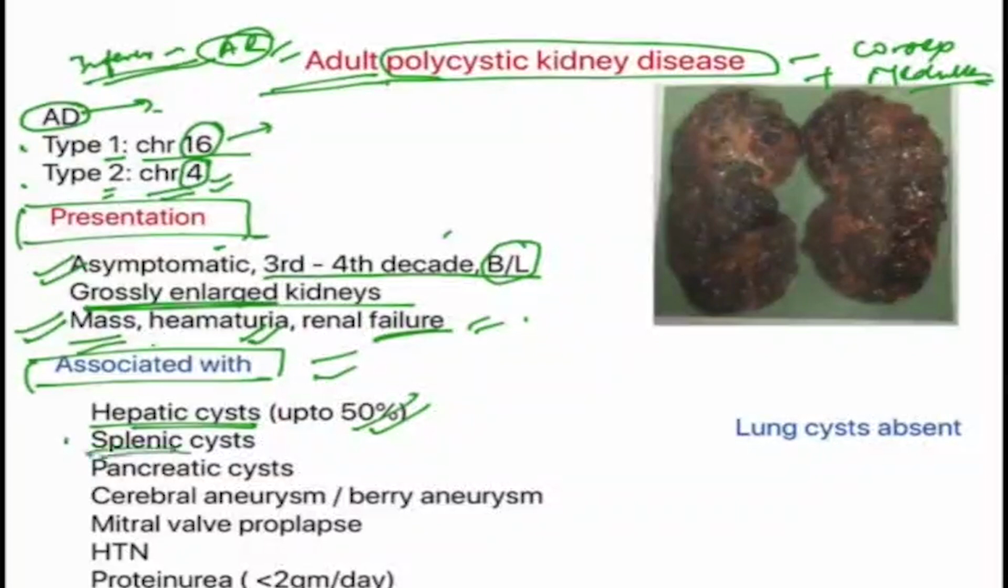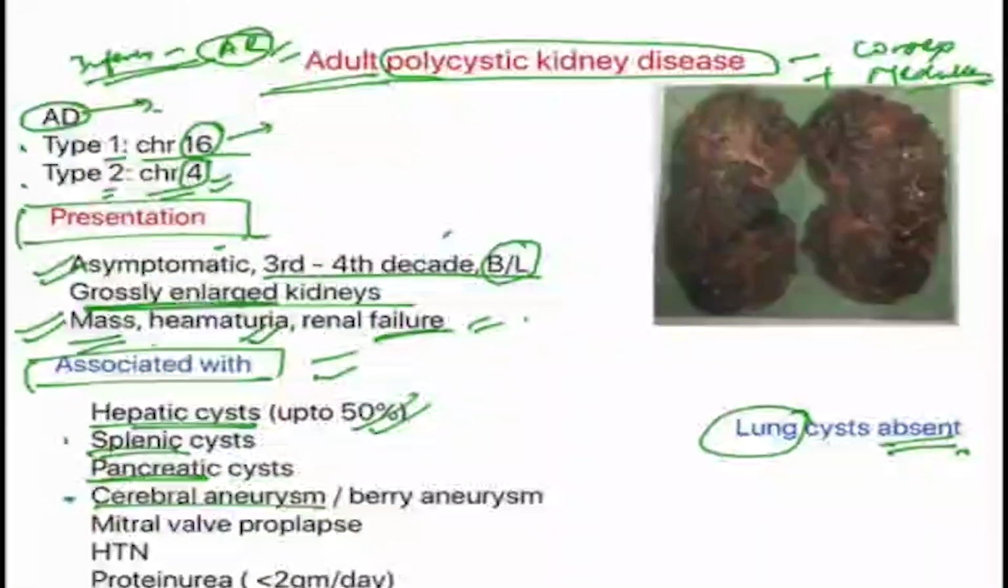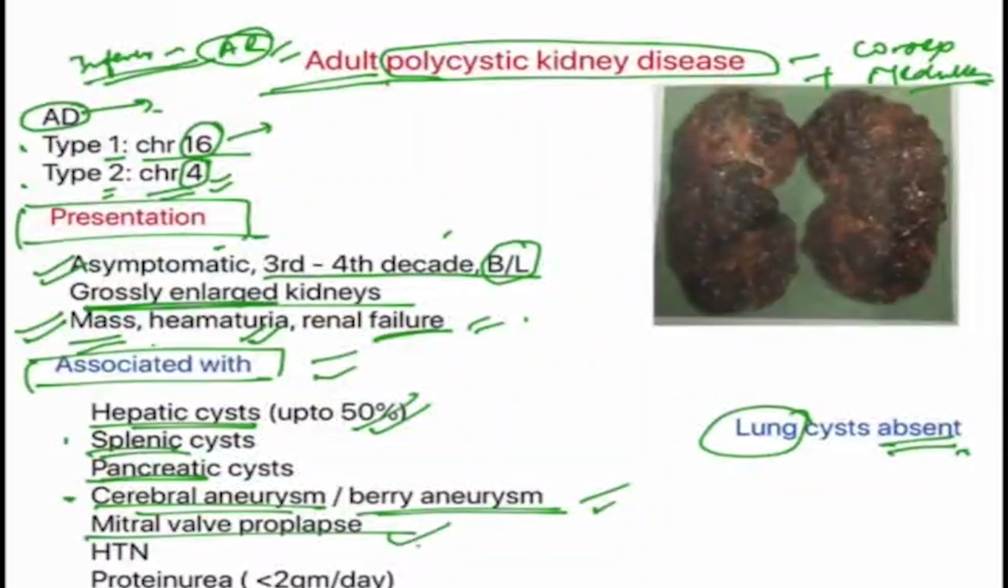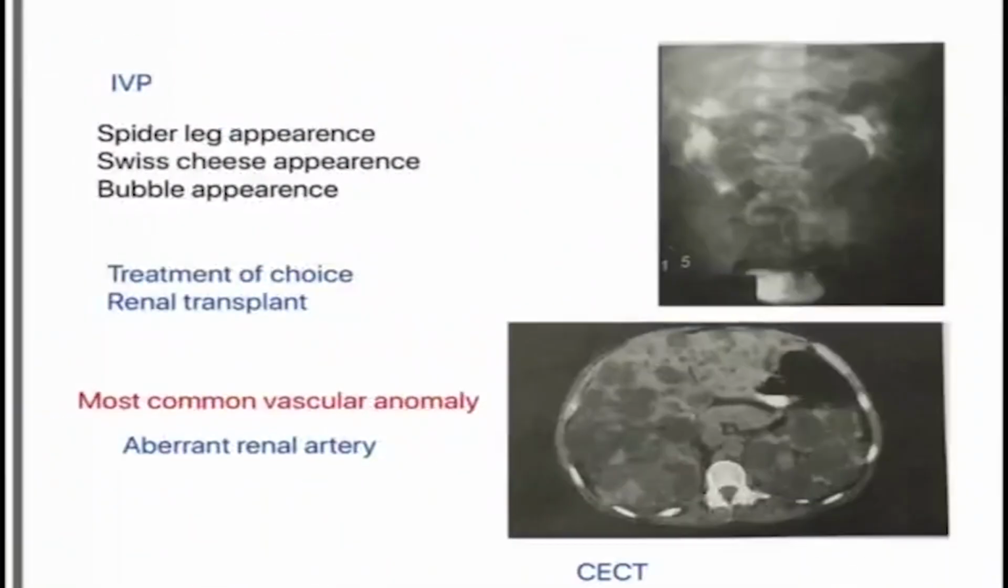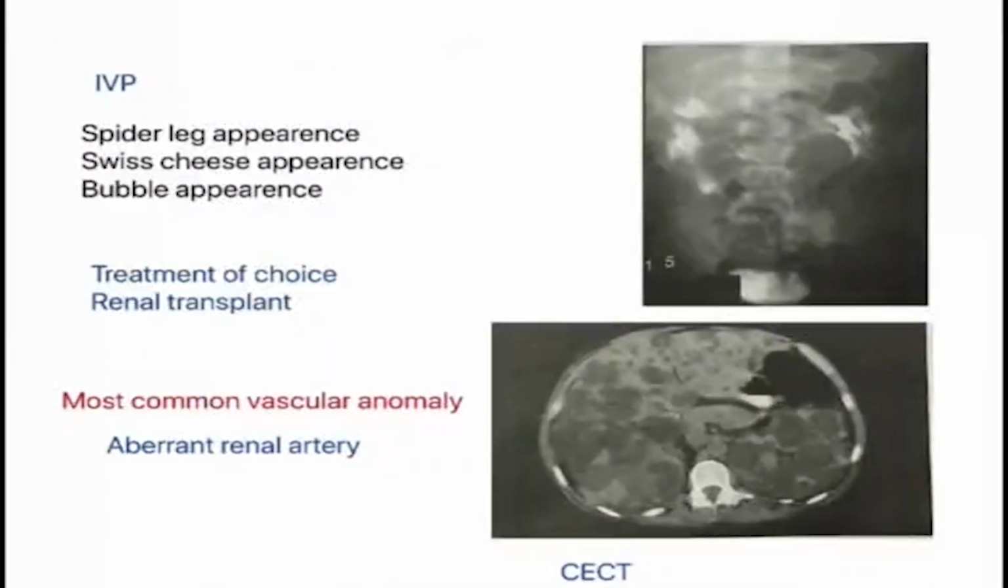The conditions which are associated with polycystic kidney disease are hepatic cysts, which are present in up to 50% of patients. Splenic cyst and pancreatic cyst may also be present, but lung cysts are absent. Cerebral aneurysm or berry aneurysm can also be present in polycystic kidney disease. Mitral valve prolapse, hypertension and proteinuria less than 2 gram per day. These are also the associated conditions of polycystic kidney disease.